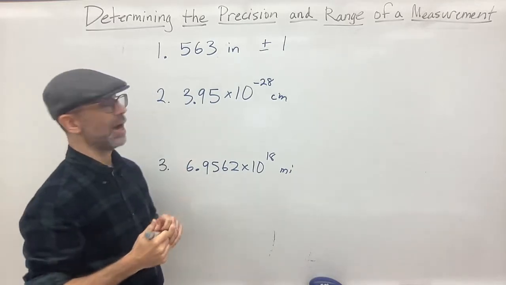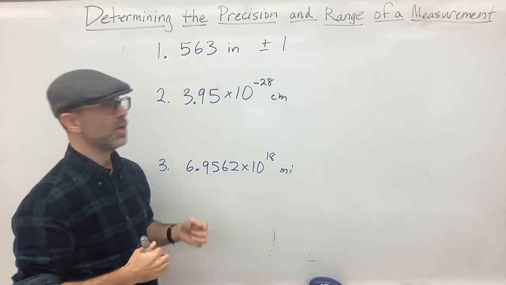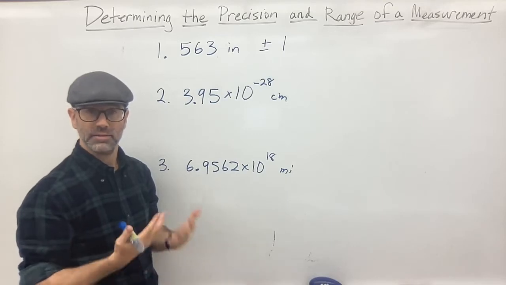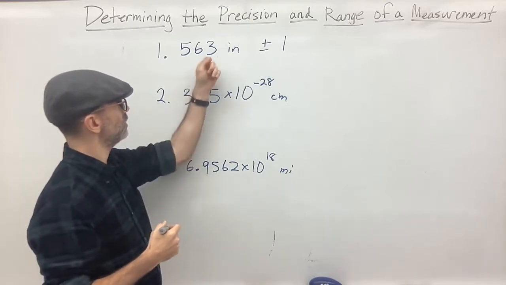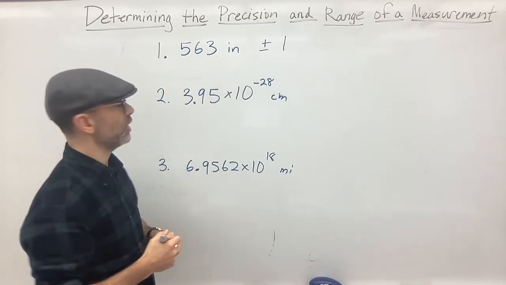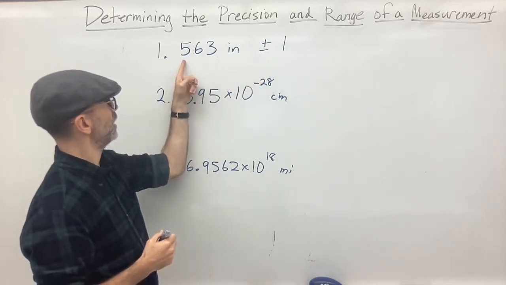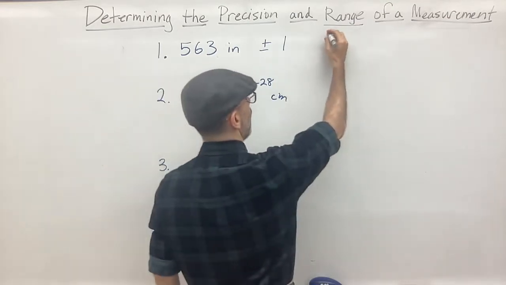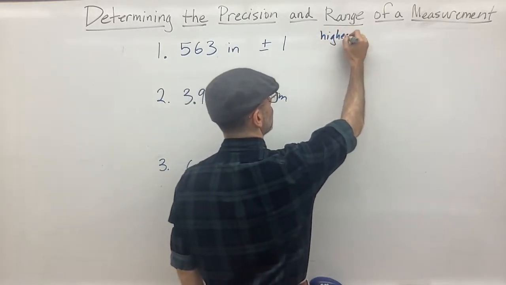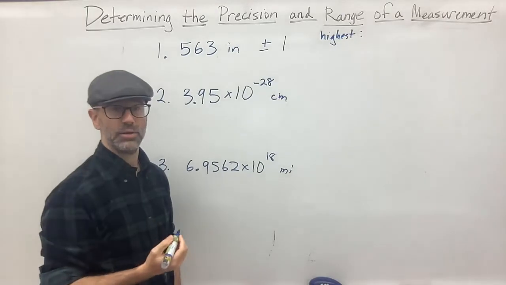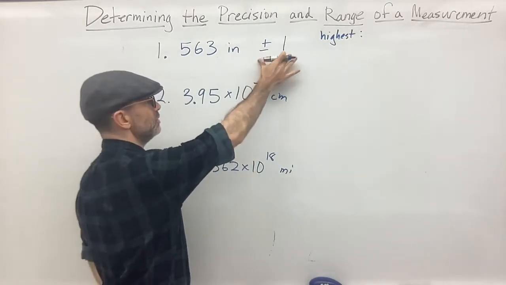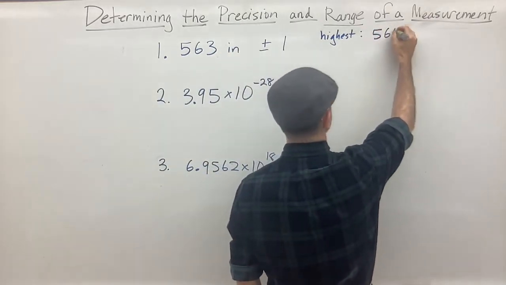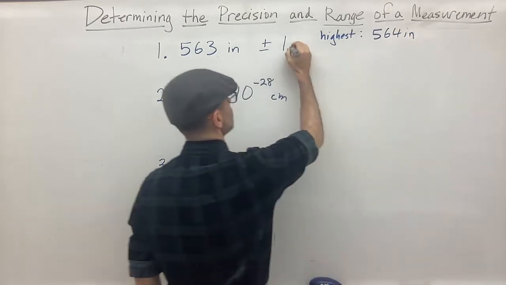So that's the precision. Now we have to figure out the range. That's the easy part. Once you know the precision, you know that the range is plus or minus 1 of that digit there. So that means that if I add 1 to this, then the highest value that I'm allowed would be 564. So the highest value I would be allowed, given my range of precision, is I would add 1 to that last digit. So 564 inches, and this is inches too.